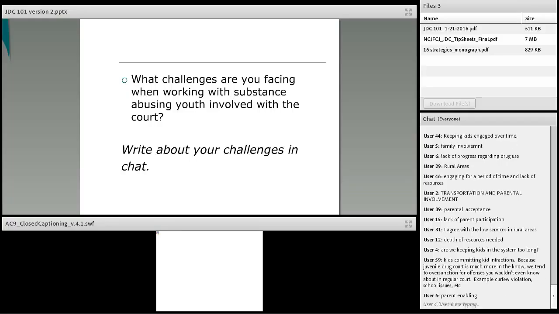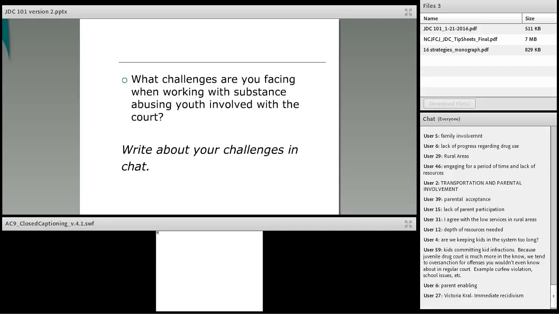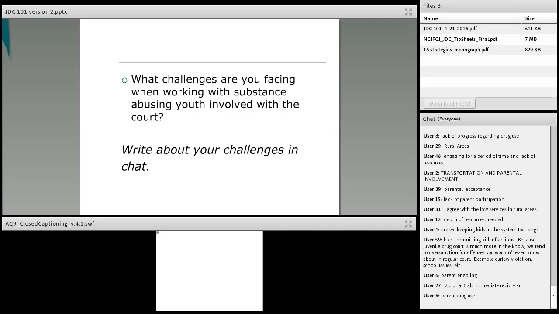I don't think I've been to a juvenile drug court yet that doesn't have transportation as an issue. In rural areas, it's because services are far away from where kids live. But in urban areas, even though there's a bus system, it might take kids an hour and a half to get to services. And you can imagine once that happens, they're not that excited to engage with the service.